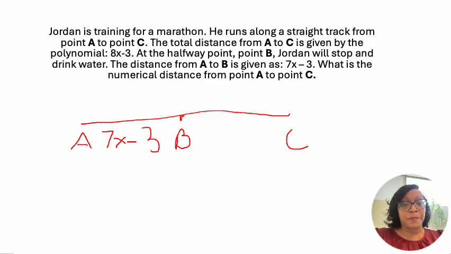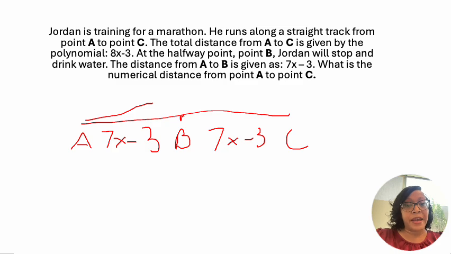I don't know the distance between B and C, but if I know the distance between A and B, I could also just copy that for B to C. Remember, when you know the distance of one half, you know the distance of the other half. So 7x minus 3. I'm also given the total distance from A to C, which is 8x minus 3.